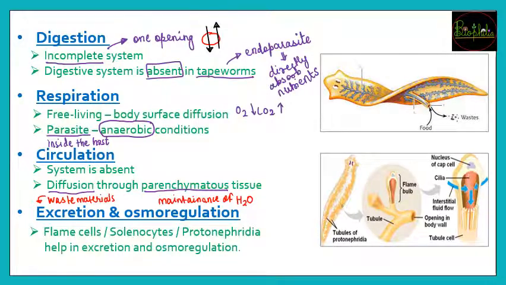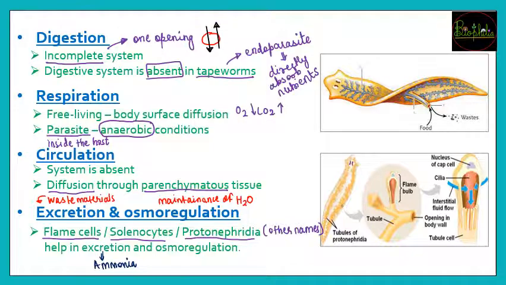Now these flame cells have different names. They can have other names such as solenocytes and protonephridia. So these two are nothing but other names. These specialized cells, that is flame cells, are going to help in excretion. So what will be excreted? Ammonia will be excreted. Ammonia is going to be excreted out from the body, and they help in osmoregulation, that is maintenance of water.